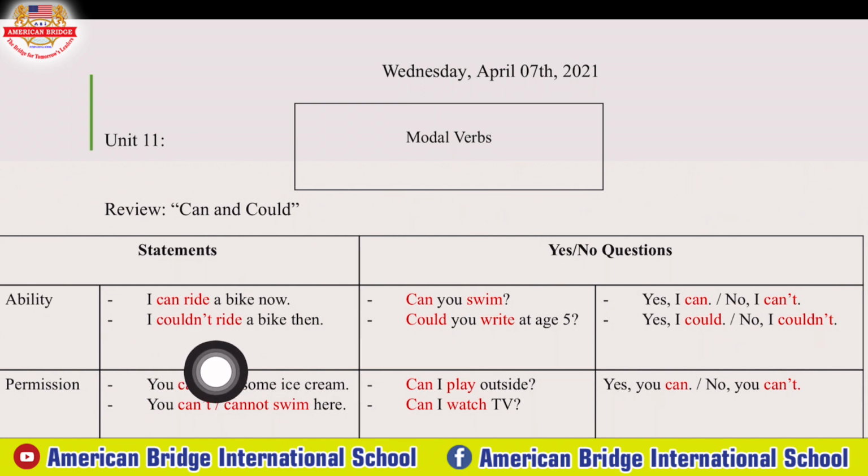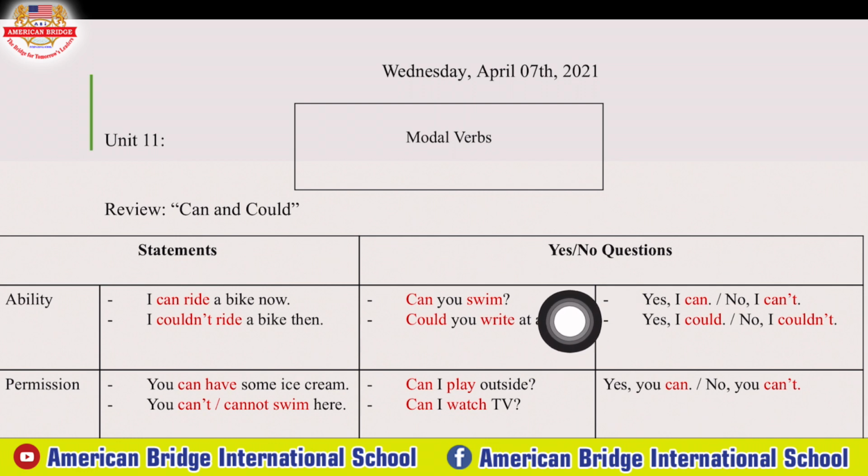If we compare both of these, we have two different times. The first one, I can ride a bike now, shows what happens in the present. And for the ability that person had in the past, you say, I couldn't ride a bike then. It means before, you couldn't ride a bike, and right now you have learned how to ride a bike, and you can also ride a bike really well.